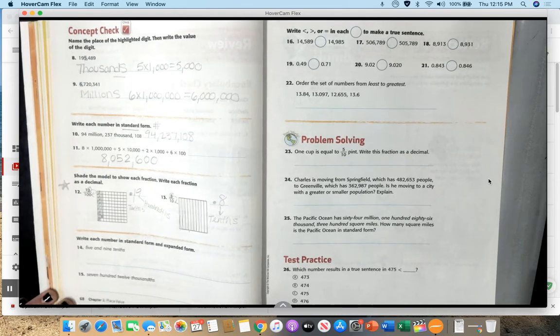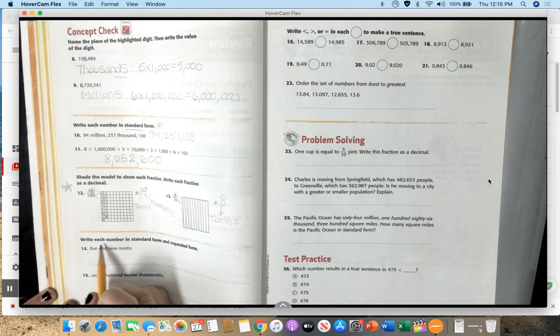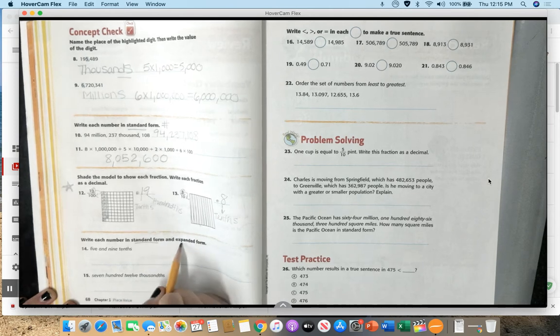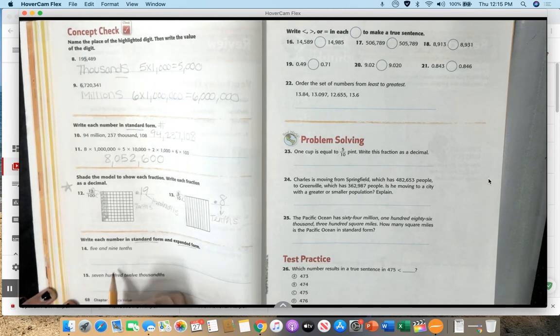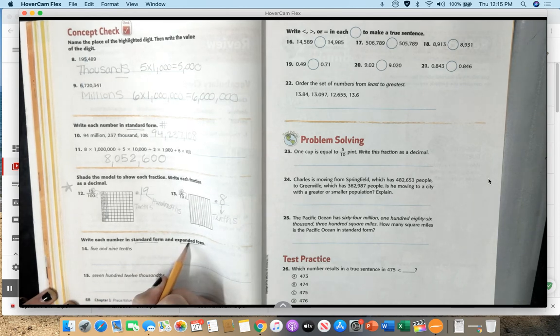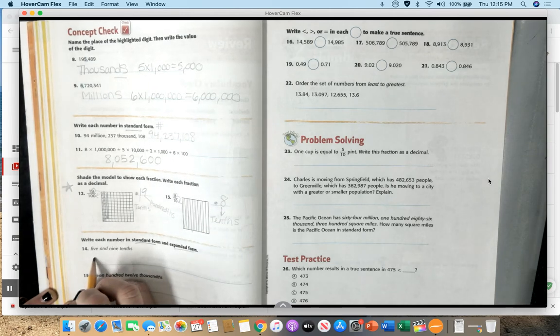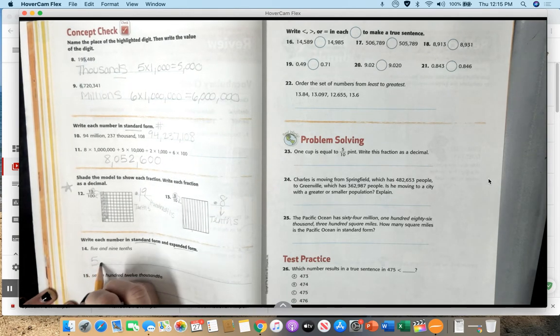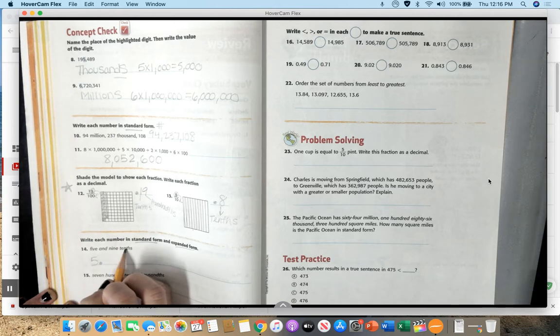All right, let's do number 14 and 15, and then that's all you're doing for your review for today. Write each number in standard and expanded. They gave it to us in word form. We need to change it into standard, then we need to change it into expanded. Let's do standard form first. 5 and would be a decimal, 9 tenths. That means a 9 is sitting in the tenths place.